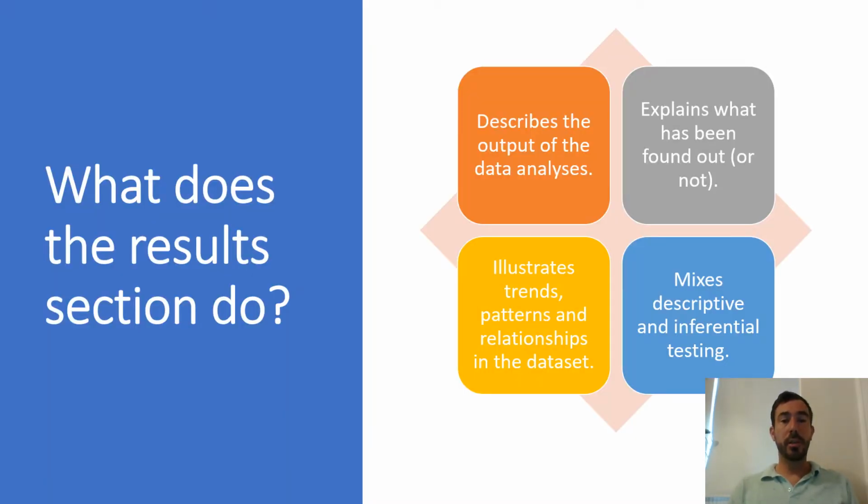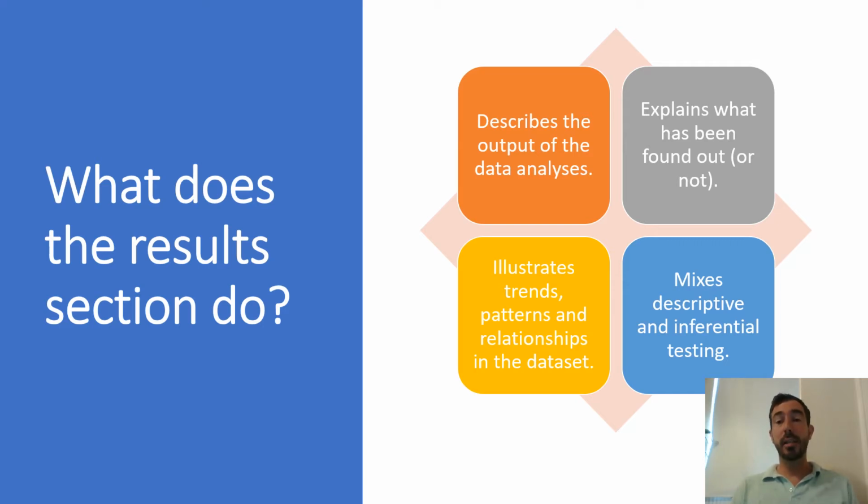So the results section has several things that it does to tell the reader what your results are and what you have found out from your analysis. The results section describes the output of your data analysis. It describes your findings. It doesn't evaluate them, it doesn't interpret them. It simply describes the output of your descriptive and inferential testing. Descriptive statistics are graphs and charts, measures of spread such as means, medians and modes, and inferential testing are those analytical tests that give us a p-value, ANOVA, regression, chi-squared, so on and so forth.